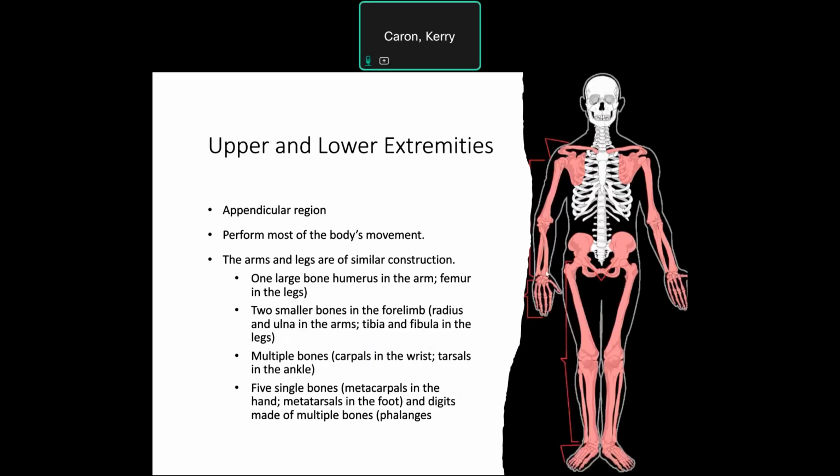Two smaller bones for the arm. The forearm is the radius and ulna. And likewise in the lower extremity, the tibia and fibula. There are 5 single bones, metacarpals in the hands, metatarsals in the foot, and all the digits. So whether they be fingers or toes, the digits are called phalanges.